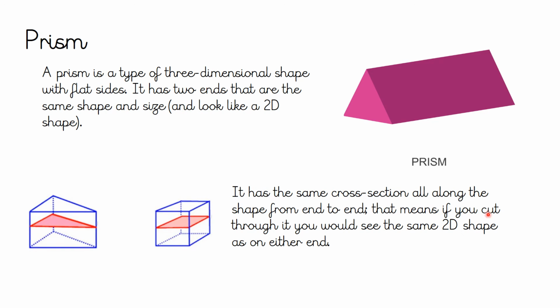This means if we cut through the middle of the shape, we would see the same 2D shape that's on either end. So if I were to cut through this prism here, I would still see a triangle. You can see it in this diagram here. If I were to cut through this prism here, I would see the same shape that's on either end. I would still see a rectangle.